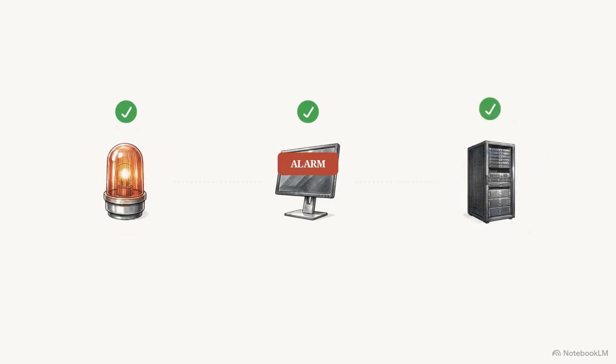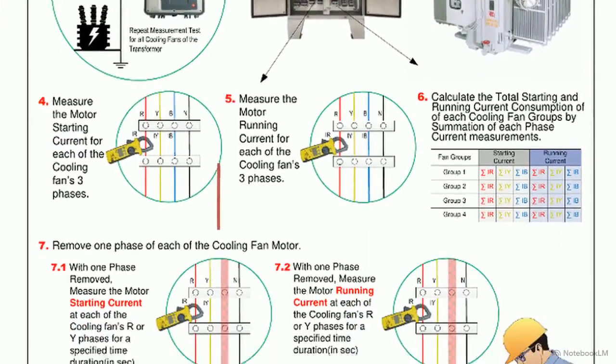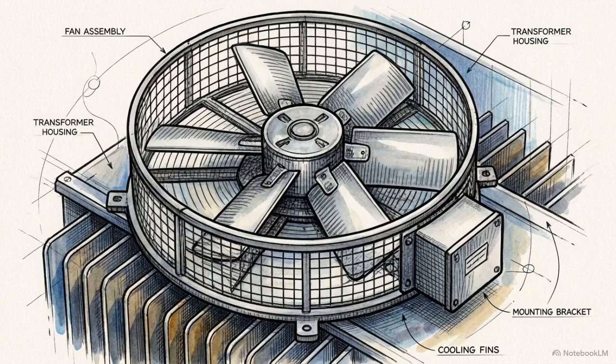For Test 9, technicians perform insulation checks on cooling fan motors through the terminal block, measuring starting and running currents across all 3 phases. Finally, they execute a phase loss test by dropping one phase, verifying the protection logic correctly trips. The internal health of the asset is meaningless if the external supervision and cooling logic fails to protect it during a live fault condition.